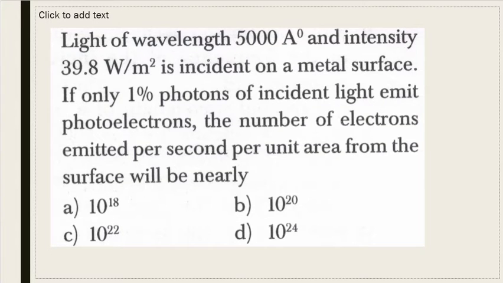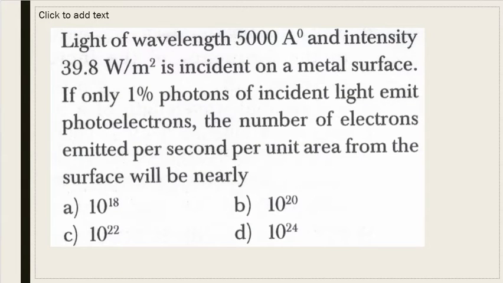First problem: light of wavelength 5000 angstrom and intensity 39.8 watt per meter square is incident on a metal surface, and if only 1% of incident photons emit photoelectrons, the number of electrons emitted per second per unit area from the surface will be nearly, and we have four options here. So let's first understand the problem here.